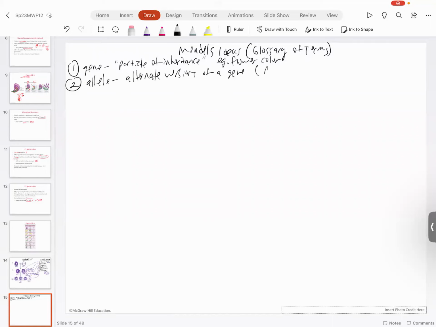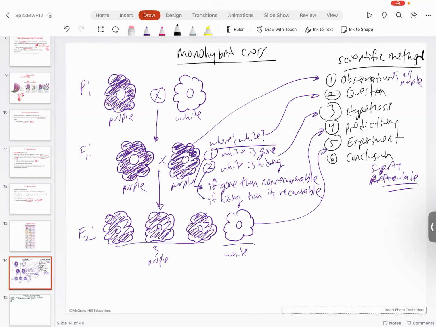For instance, you have the purple versus white allele. That's before he even started. You don't have to do a single cross to figure that one out. I mean, you've got like a little garden full of purple flowers and white flowers, right? However, let's start digging into this. Let's actually dig into his F1 data. So what he sees is all purple.